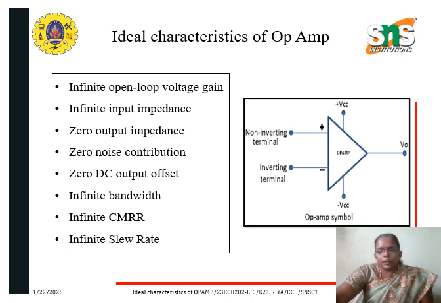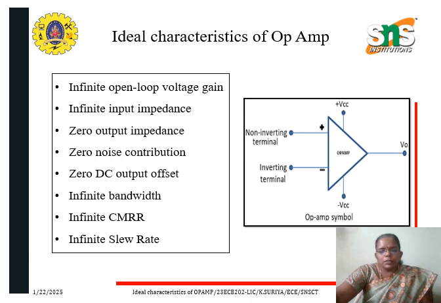Next one is the input impedance, or you can say input resistance. Ideally, the op-amp should have infinite input impedance or resistance, but practically the input impedance should be very high. Next one is output impedance or resistance. Ideally for an op-amp, it should have zero output resistance, but practically the output resistance should be very low. Next one is the noise contribution. Here it should be zero so that the output will be better.